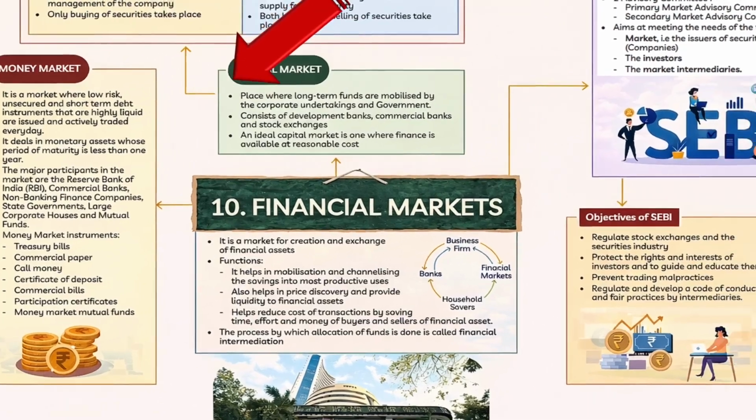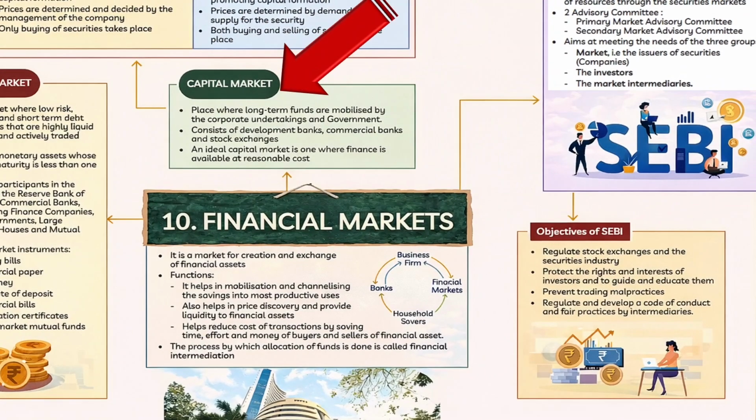Then you have the capital market. Now, capital market refers to institutional arrangements through which long-term funds can be raised. It is a channel through which savings of households are made available for business firms. Major players are individuals, development banks, commercial banks, and stock exchanges. An ideal capital market is one where finance is available at a reasonable cost. It is always required that the capital market should be well developed and market operations must be free, fair, competitive, and transparent.